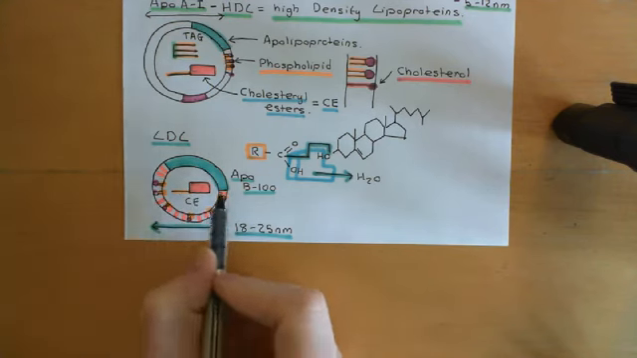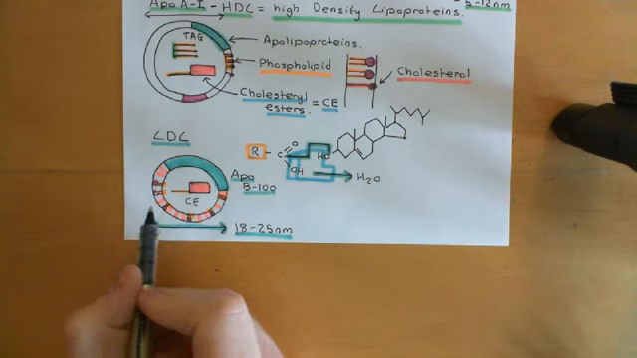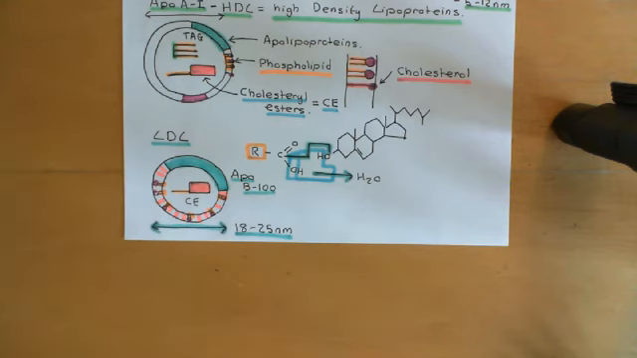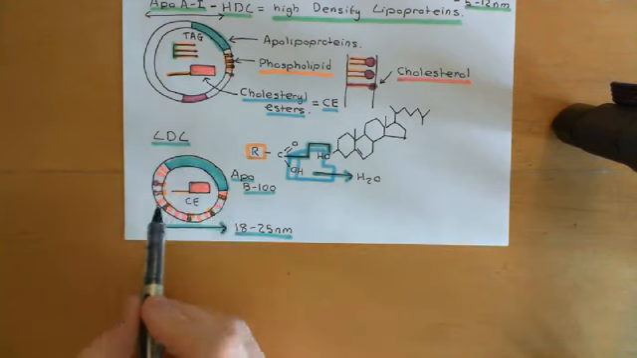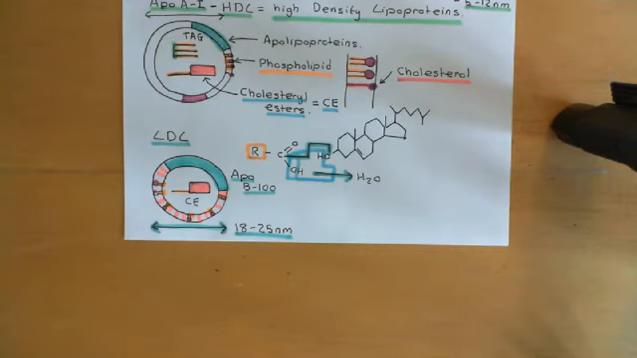In the amphipathic lipid monolayer, you have a lot of free cholesterol molecules, more than you would have in other types of lipoprotein, compared to the amount of phospholipid that you have here. So these things are basically stores of cholesterol molecules.